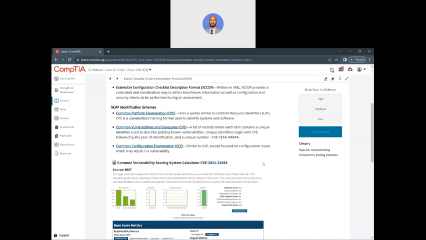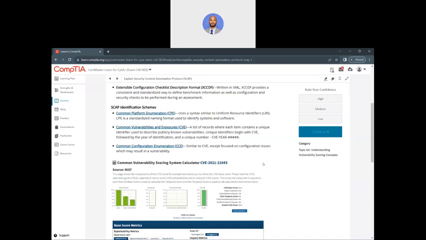So if you're using tools such as Nessus, the government uses ACAS, which is just a flavor of Nessus, or OpenVAS, which is just the open source version of Nessus, when it identifies a glaring vulnerability, it will put it out as a CVE.